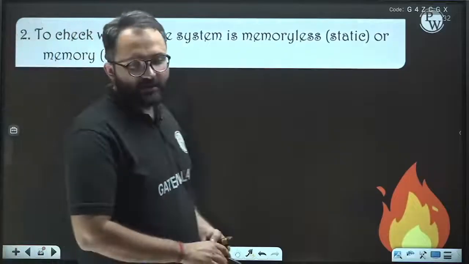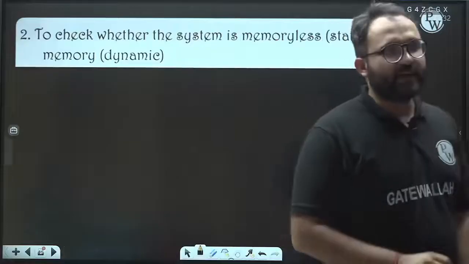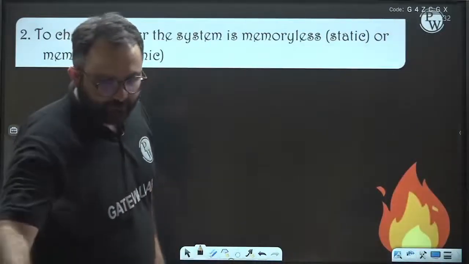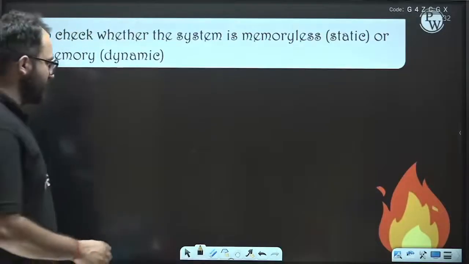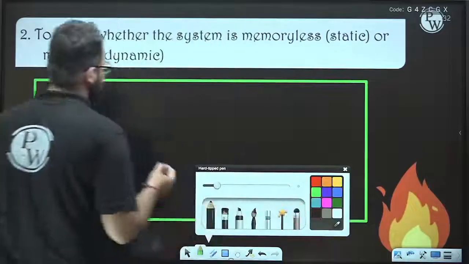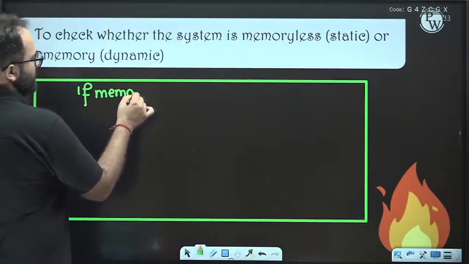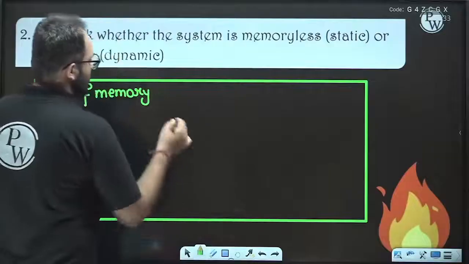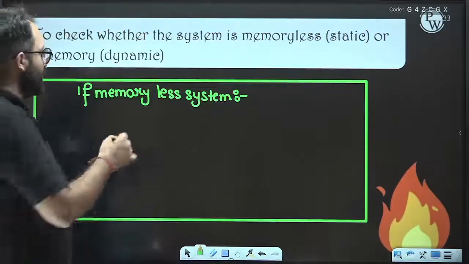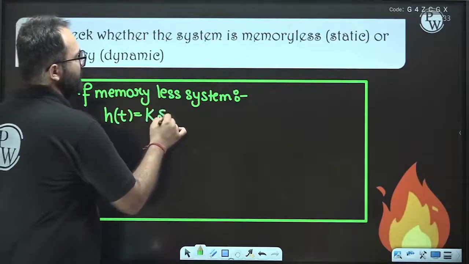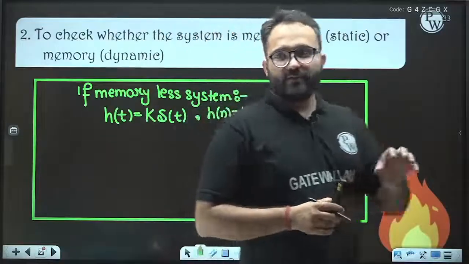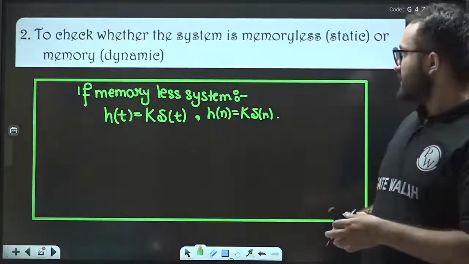Now, for memoryless and memory systems. Remember, memoryless systems are called static systems and memory systems are called dynamic systems. To check whether the system is memoryless or static, the statements are very easy and simple. If the system is memoryless, always remember that h(t) has to be of the format K times delta(t). h[n] has to be of the format K times delta[n]. So, if the impulse response is K delta(t) or K delta[n], then it is a memoryless system.